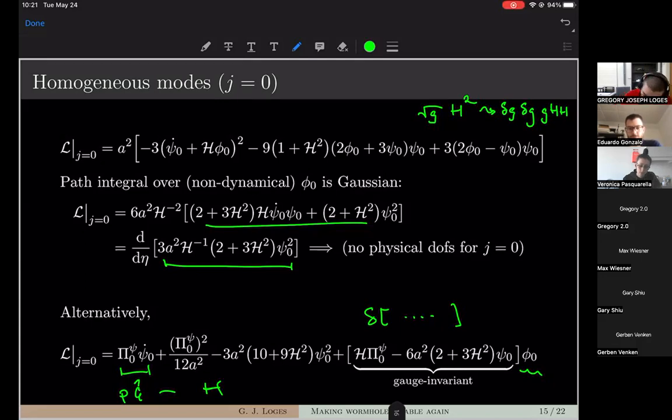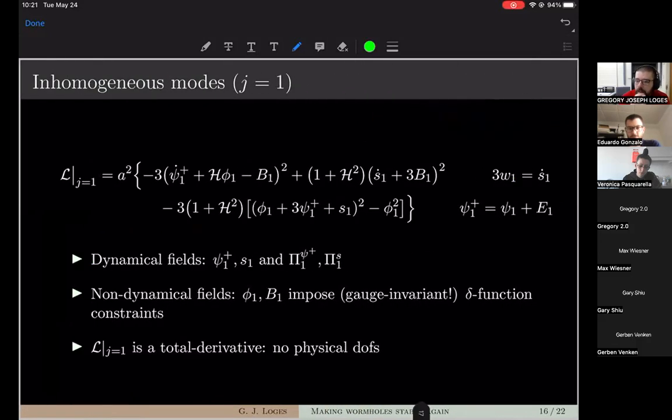Okay, so that's the general story. When you go to the higher angular momentum states, sectors, it becomes a bit more involved where those terms stick around. Here again is the j equals 1 sector, which also turns out to be a total derivative, and you have no dynamical degrees of freedom that show up. The process is exactly the same, and you can find that those delta function constraints are, again, gauge invariant. So that's an important detail.